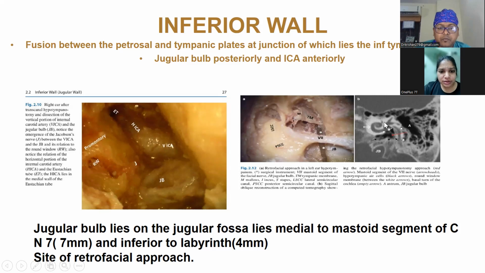And you should also know that it is a site of the retrofacial approach. Whenever we go for approaches, there is a different meaning for each approach, and you have to know how to take it. So the retrofacial approach is taken from this area. Okay. This jugular bulb lies in the jugular fossa, which lies medial to the mastoid segment of the seventh nerve, and inferior to the labyrinth.